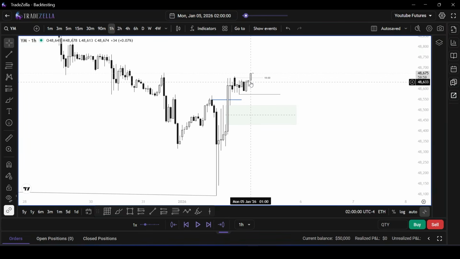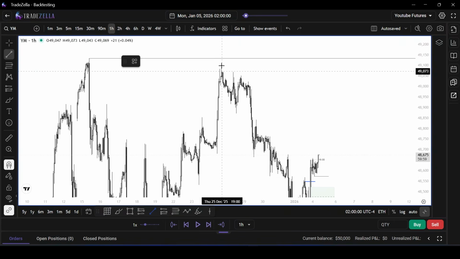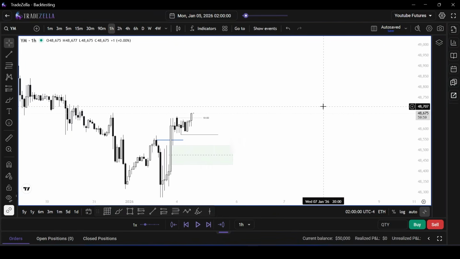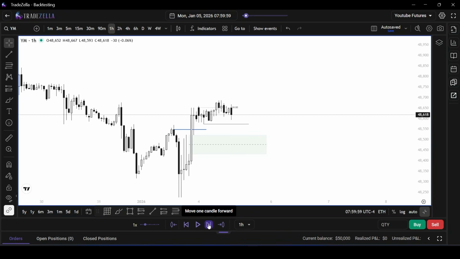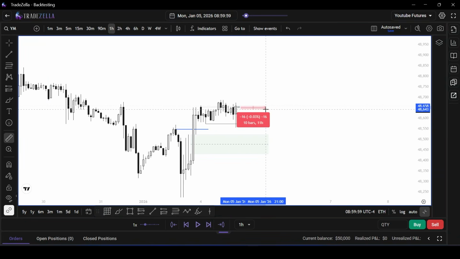So we are now just anticipating price to either manipulate the swing low or trade into this fair value gap and close above the down close candle. Once we have that CSD, then we can take a trade to target this. Let's see if that's gonna work. Here we have now the 7. Okay, I think we have that now.